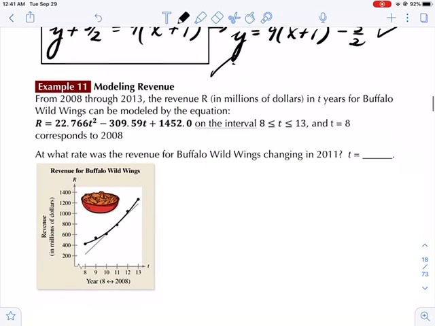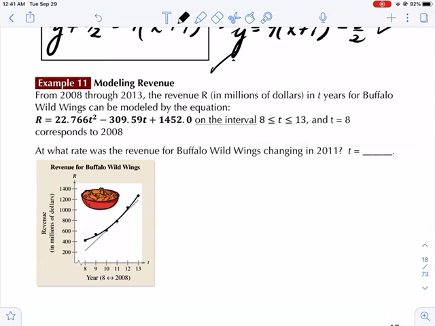And then we have modeling revenue. Money, everybody likes a little money, right? So for modeling revenue, from 2008 to 2013, the revenue R in millions of dollars in t years for Buffalo Wild Wings can be modeled by the equation R is equal to 22.766 t squared minus 309.59 t plus 1,452 on the interval from 8 to 13. And t equals 8 corresponds to 2008.